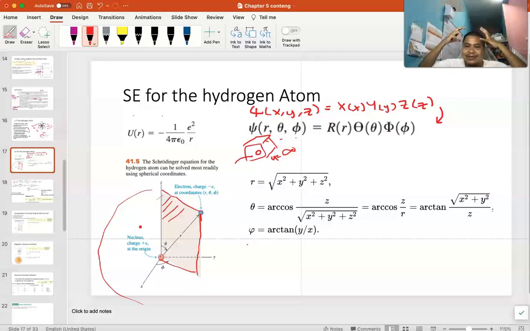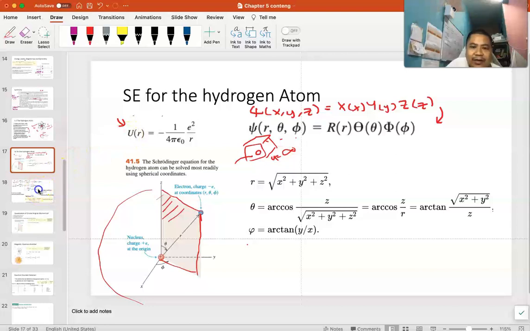So the potential energy decreases from the proton, decreasing by 1 over r. That's why we need to use the spherical coordinates, because the potential energy becomes weak at a long distance from the proton. So we will use this potential energy inside the hydrogen atom. Okay, so we will use this in our Schrodinger equation.